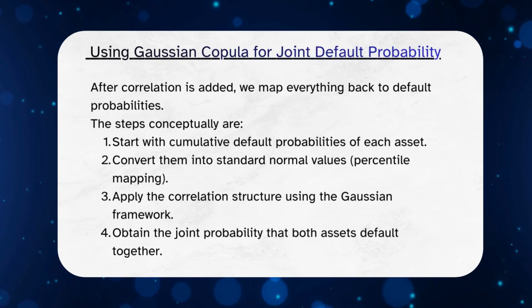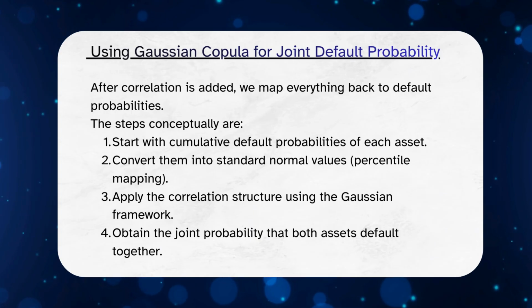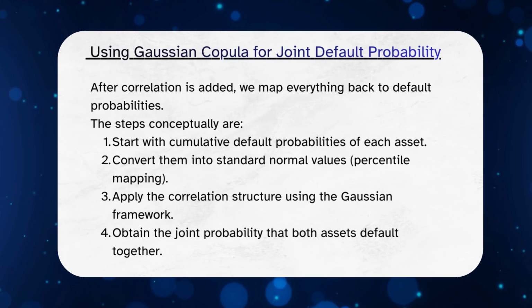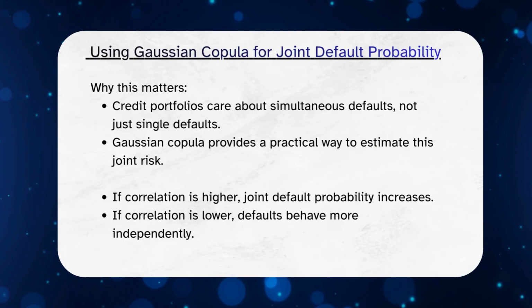Finally, we use the Gaussian copula to estimate joint default probability. We start with each asset's cumulative default probability, map them into standard normal values, apply the correlation structure, and then convert the results back into default probabilities. This tells us how likely multiple assets are to default together. The intuition is simple. Higher correlation means a higher chance of simultaneous defaults, while lower correlation means defaults behave more independently. That is why Gaussian copulas are widely used in credit portfolio risk analysis.